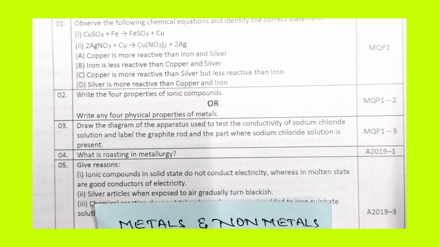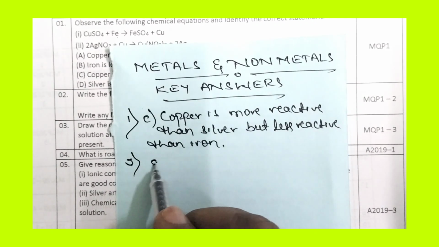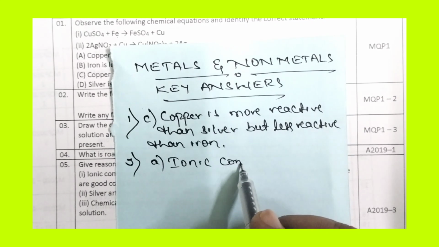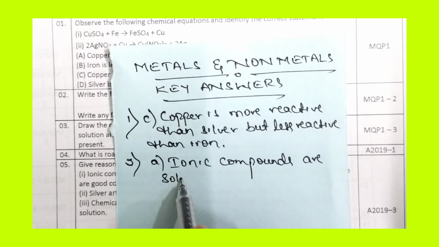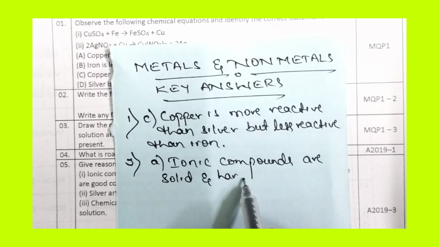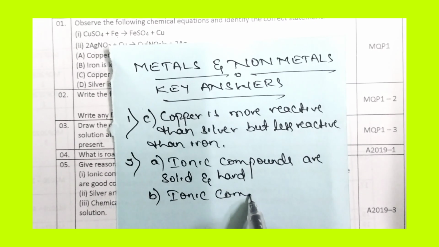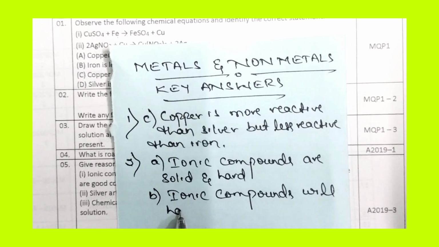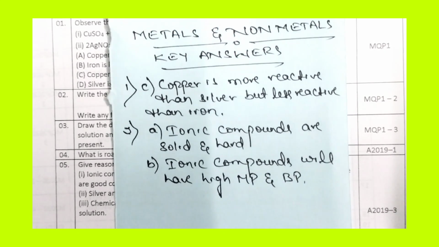So now let us answer both the questions. The first question is to write the 4 properties of ionic compounds. The first property is ionic compounds are solid and hard. The second property is ionic compounds have a high melting point and high boiling point. Both MP and BP are high.